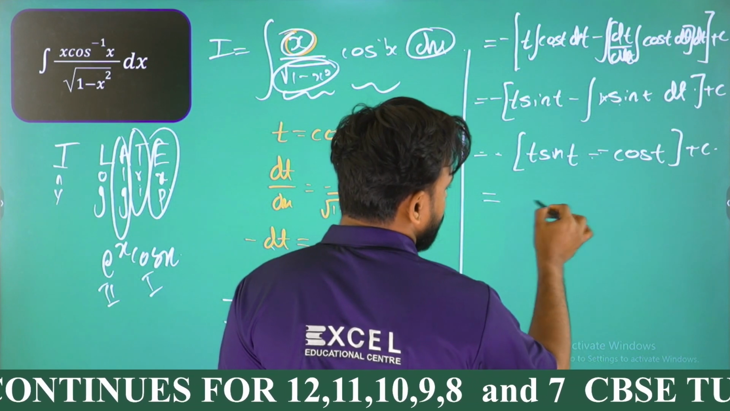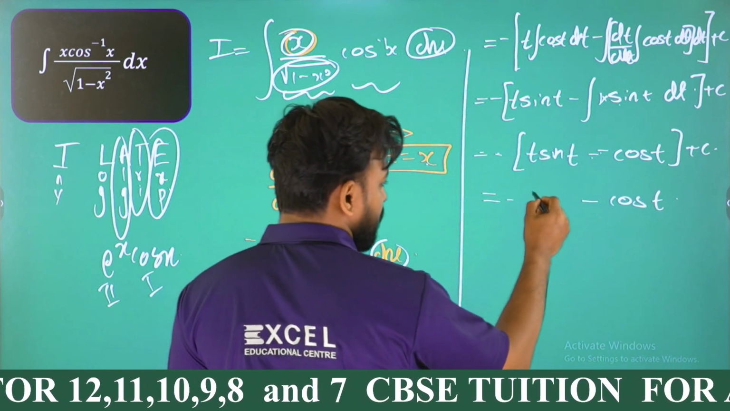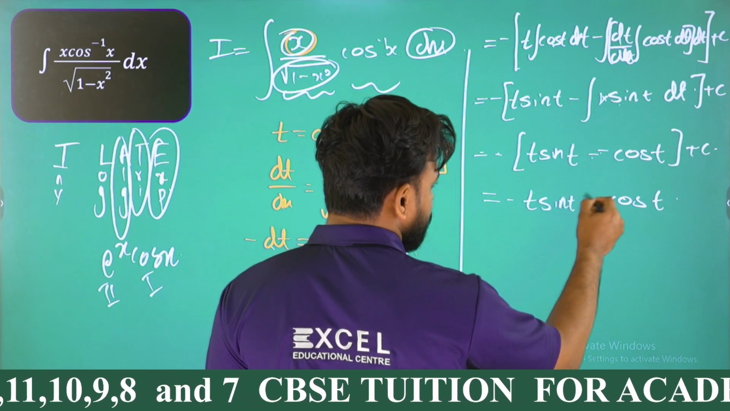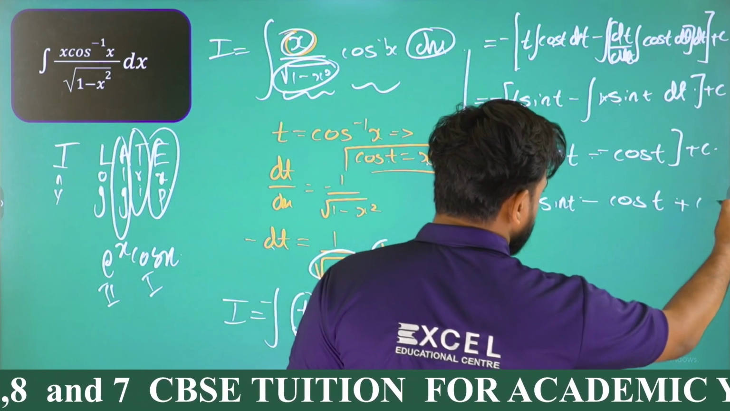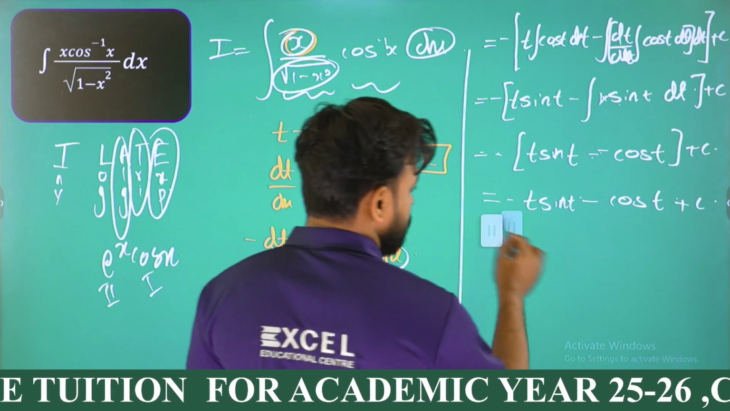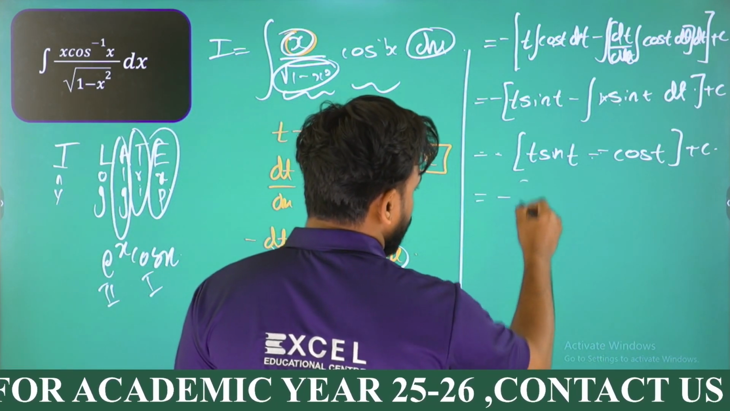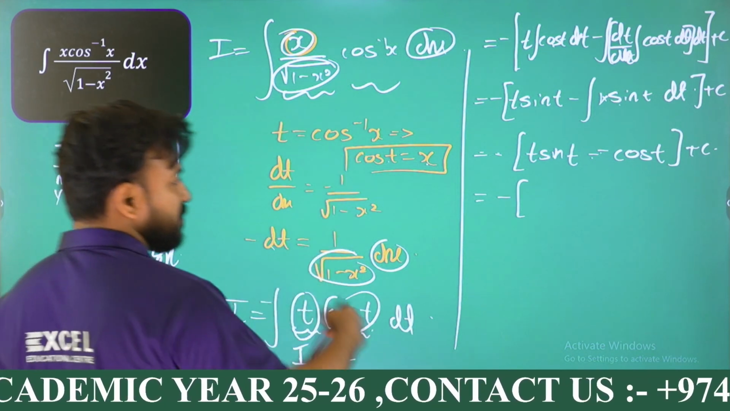Negative cos t, and this also becomes negative t sin t. The better way to write this is to take the negative out and keep the negative outside. That is the best way. Okay, so negative of what is t? t is cos inverse x.